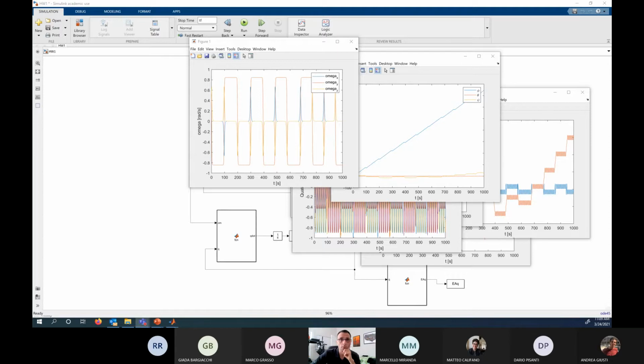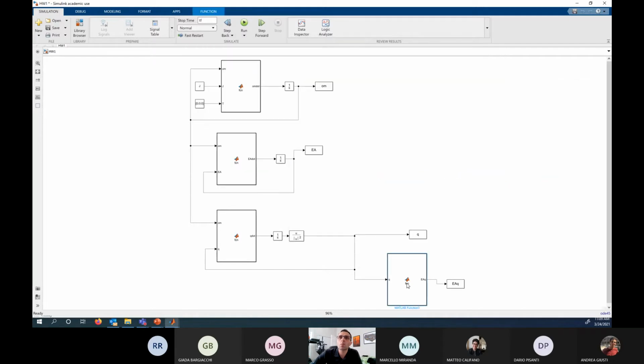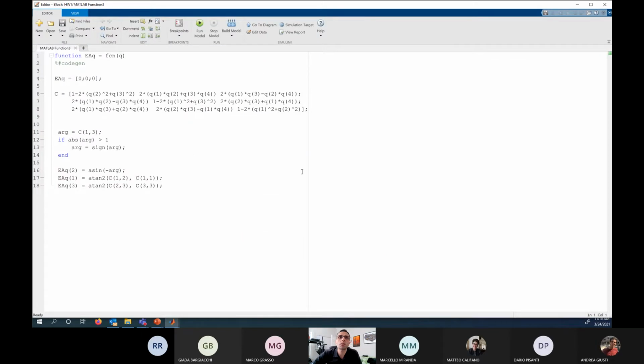Yes, I have, and I still have a problem with the Euler angles coming from the quaternion, but maybe it's a problem in the program. I need to check it. So let's look at these. You're more than welcome to share your screen, but this is what I have. Maybe you can double check.